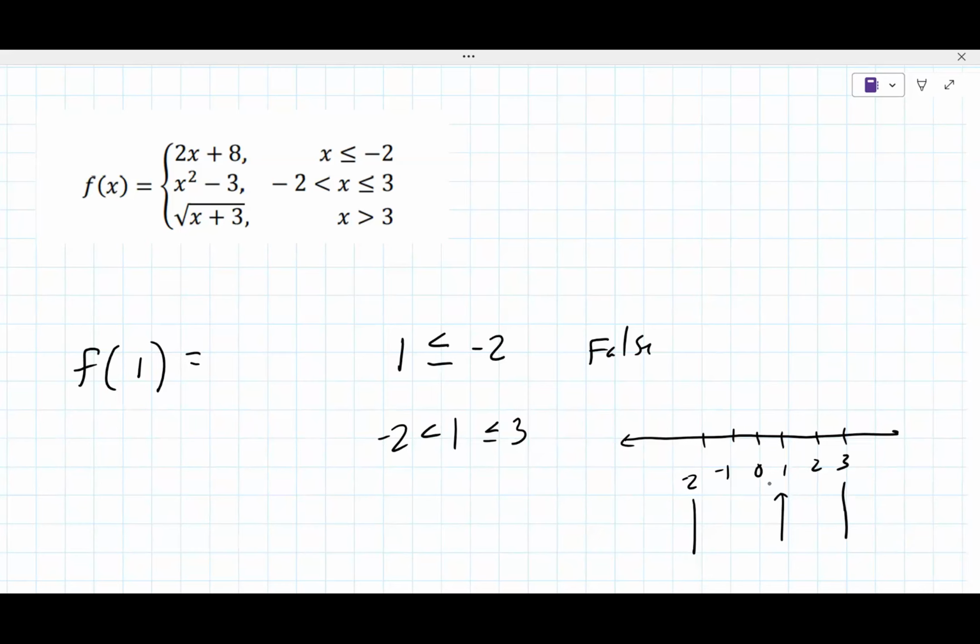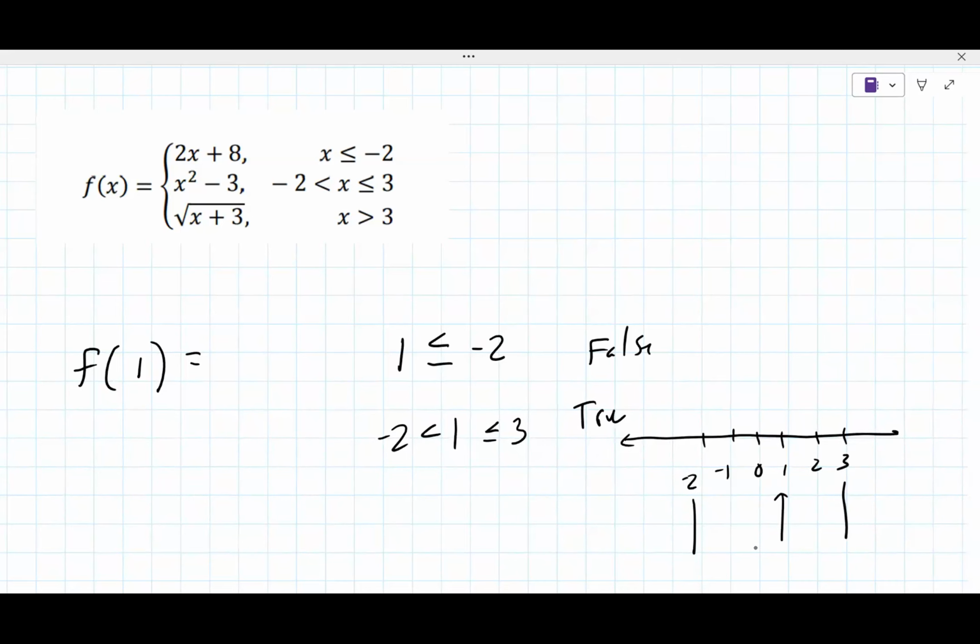I mean, that's the left side, that's the right side, it's between them. Is 1 between -2 and 3? Is it somewhere in the middle? Yes. Okay, so this one's true.